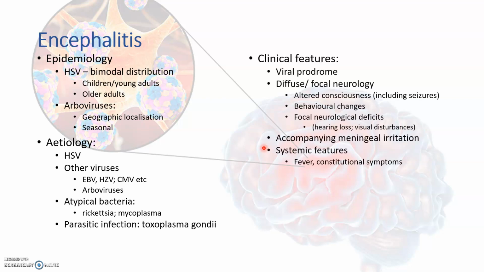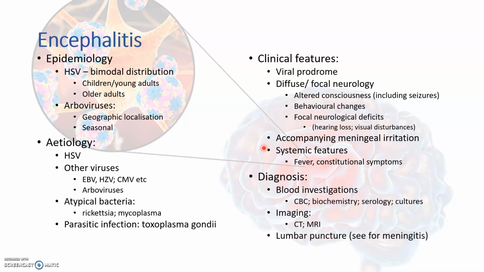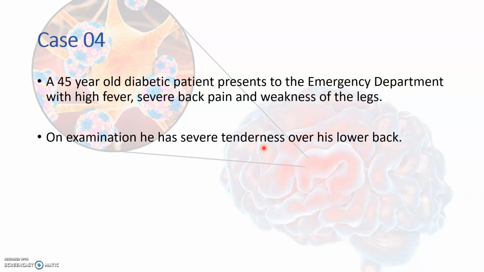Patients tend to present with a viral prodrome, diffuse or focal neurology, particularly important behavioral changes, and sometimes focal neurological deficits. There may be accompanying meningeal irritation and systemic features such as fever and constitutional symptoms. Diagnosis: we take bloods. Imaging may help, and lumbar puncture may be useful, but the same rules apply as with bacterial meningitis.